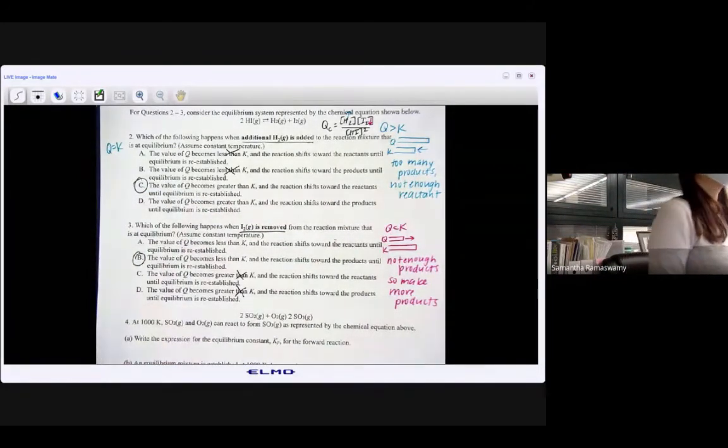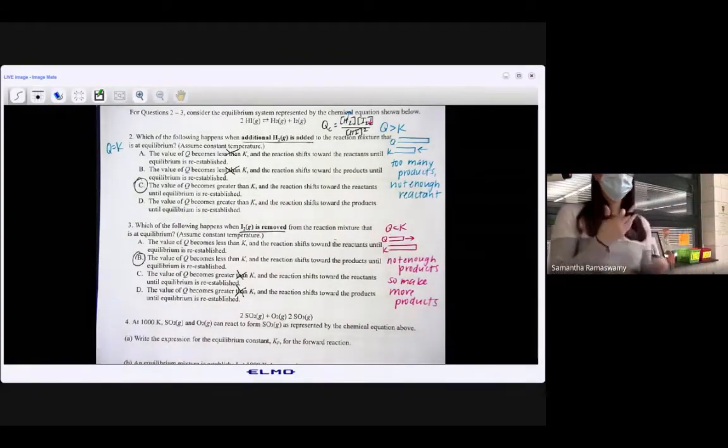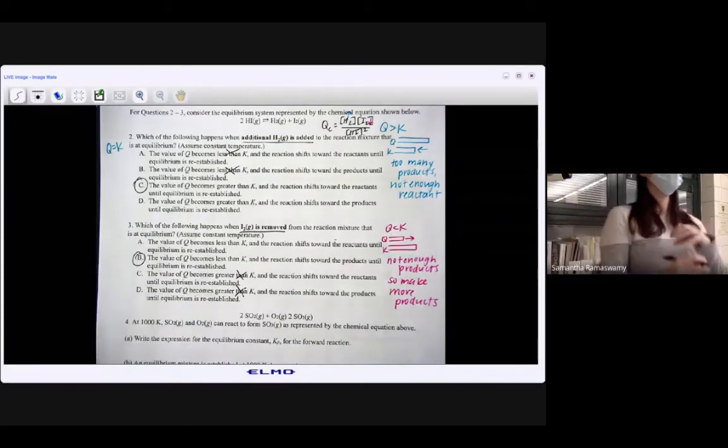So because we're thinking about Q versus K, at equilibrium, Q equals K. Once you start making changes, you're affecting what's in the numerator or what's in the denominator.